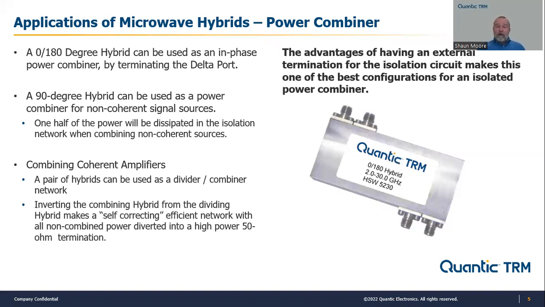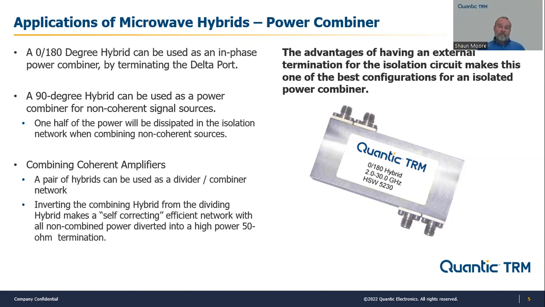So really, the advantage here of a power combining network using a hybrid is that you can take any non-combined power and port it off to that high power 50 ohm termination. So this, from a thermal standpoint, makes thermal management work very efficiently in these sorts of systems.